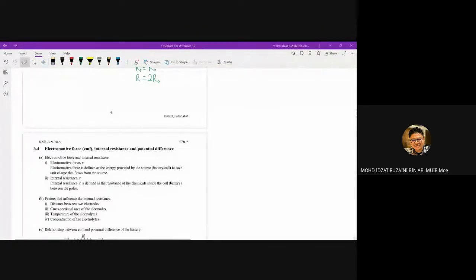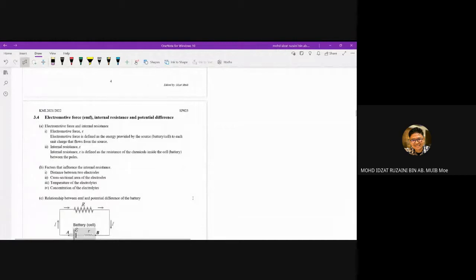Ada soalan tak? Atau saya akan sambung sikit lagi ya. Okay, 12.10 sekarang ini kita akan sambung dengan 3.4, tentang EMF.